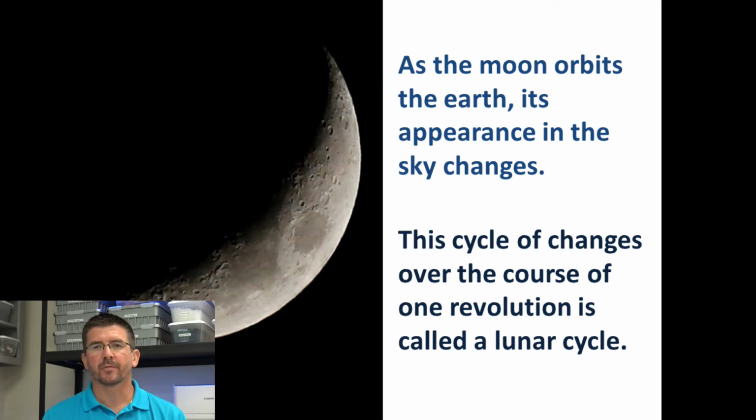Now, as the moon does revolve around Earth, as we look at it over a period of several nights, we notice that its appearance in the sky will change. This series of changes that we see in the moon as it goes one complete revolution around Earth, or makes one complete orbit around Earth, is what's called one lunar cycle. We talked about cycles just being these processes that repeat, for example, the cycle of day and night, the cycle of seasons, and now we're looking at the lunar cycle as the moon makes revolutions around the Earth.